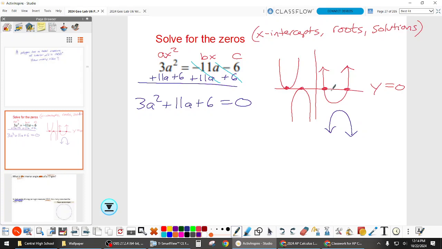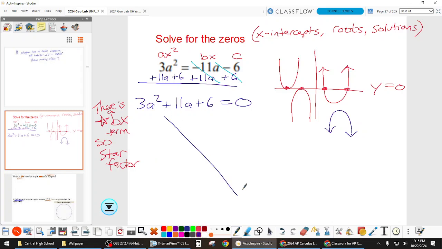Okay, so I see the bx term. There is a bx term. So what does that mean our tool will be? Yeah, star. Star is factor. Remember up here we do a times c, b at the bottom, and a on the sides. What is a times c? Oh, before we do this, I forgot to mention, what should we look for before we star?